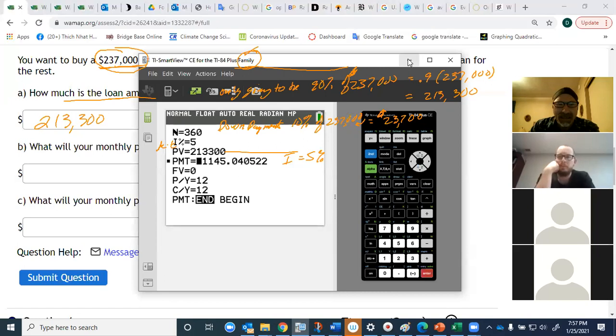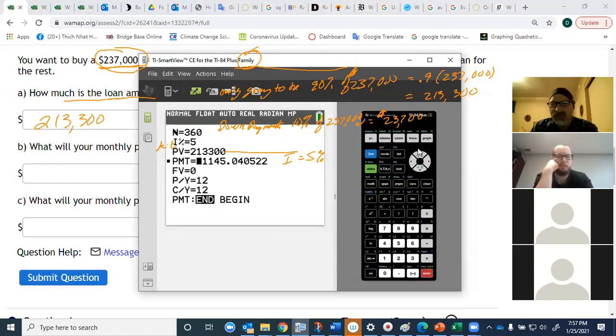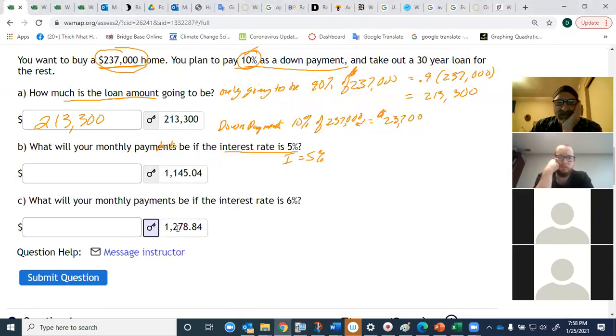Okay. And now it asks, what will your monthly payments be if the interest rate is 6%? That's super easy. If we go back here, all we have to do is click, click, put a 6 in there, and go down to the payment and say, here's the new payment, alpha solve. And that's going to be $1,278.84. So that's a little bit more money, right? It costs you more per month if you have a higher interest rate. And that's not just a little, $1,278 as opposed to, what was it, $1,145? Yeah, that's well over $130 a month just for 1%. And so you can see it saves a lot of money to get a lower interest rate.